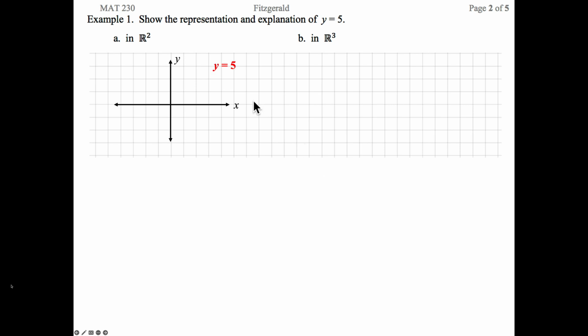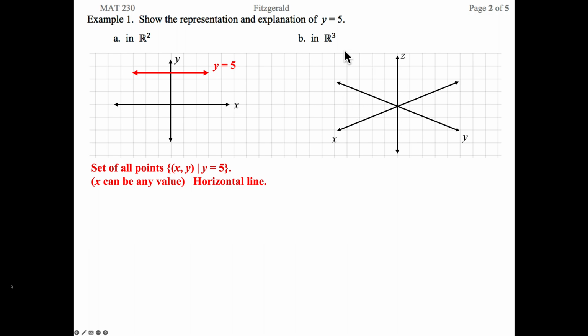If we want to show the representation and explanation of y equals 5 in our 2-dimensional space and 3-dimensional space, y equals 5 would just be considered your horizontal line. It's a set of all points xy such that y is 5, x can be any value. Take that into 3-dimensional, go to 5 on the positive y. Now that line has to have height, depth if you will. So now you're going to have a plane parallel to the xz axis, and it's going to go up and down in the direction of the z-axis and left and right in the direction of the x-axis forever.